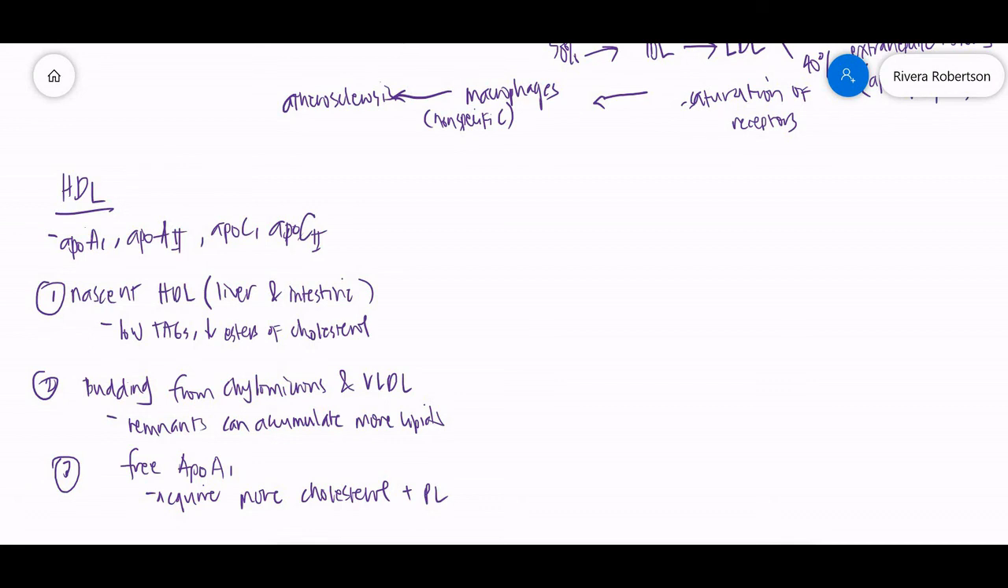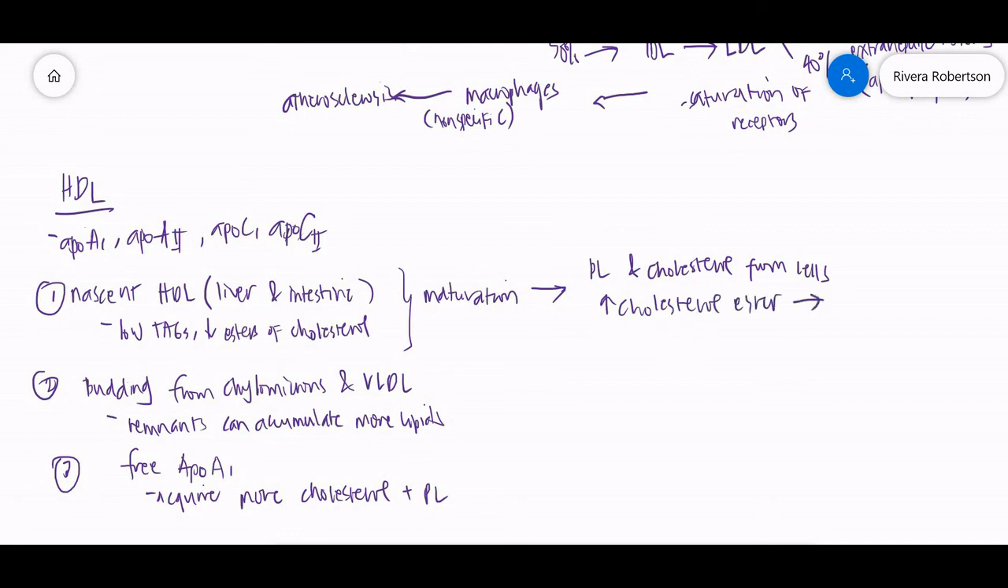Now, itong nascent na HDL, okay, upon maturation, they accumulate phospholipids and cholesterol from cells. So, yung increase ng cholesterol ester helps in the production ng spherical shape. The transfer of lipids towards the nascent HDL is non-enzymatic.